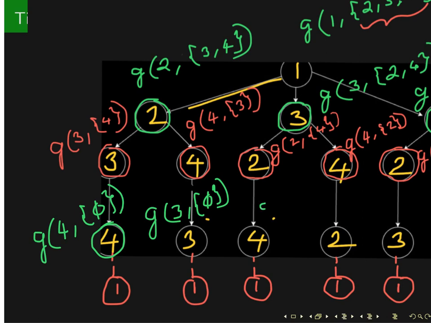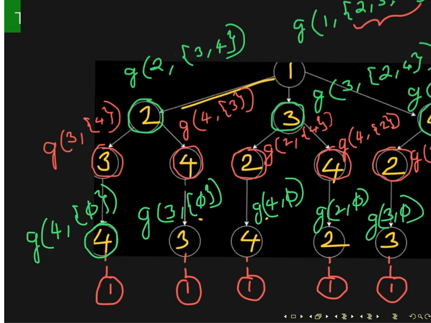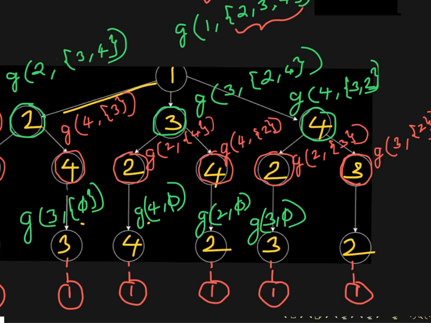So here we can write g of 4 comma 5. Similarly, here we can write g of 2 comma 5, and similarly here we can write g of 3 comma 5. We are left with one more vertex here. There it can be written as g of 2 comma 5.